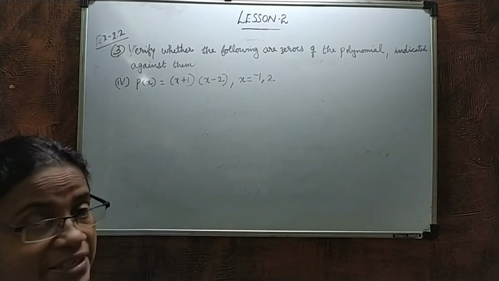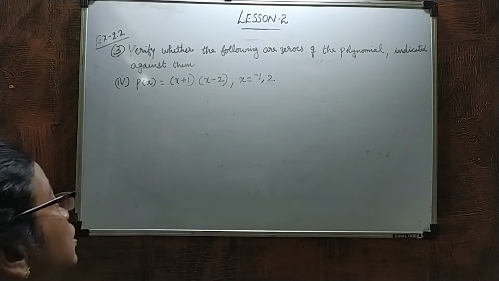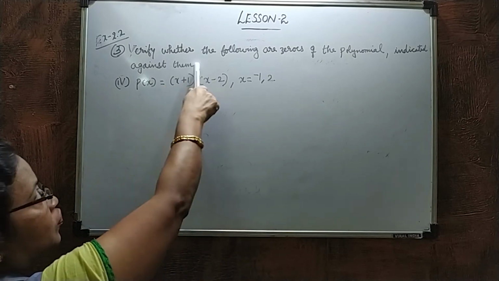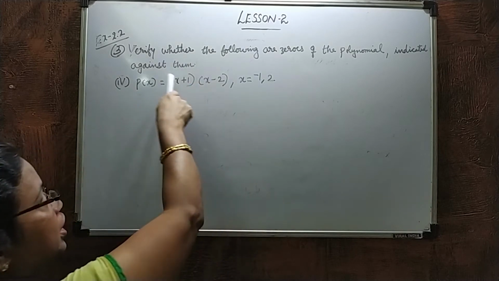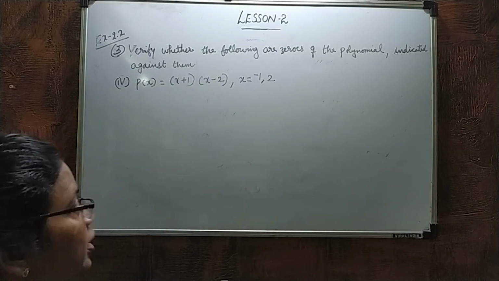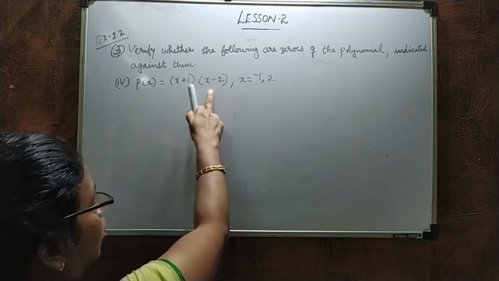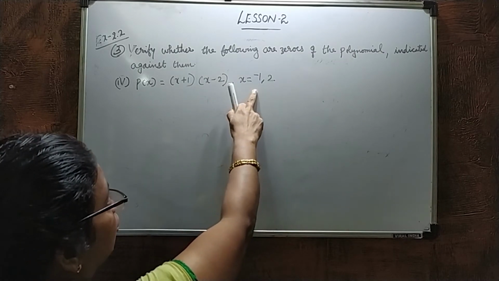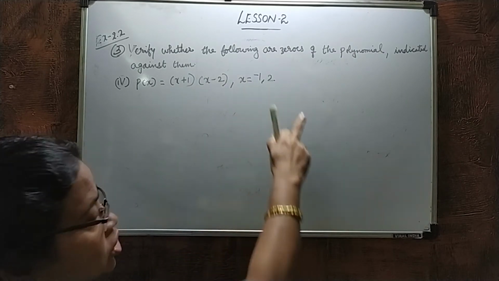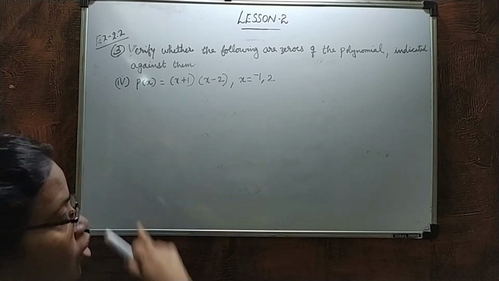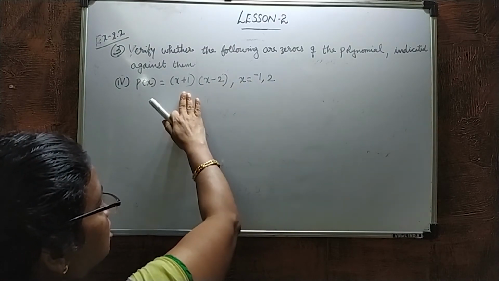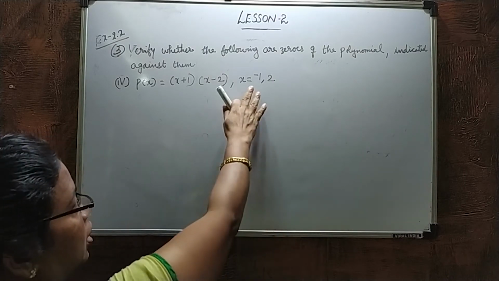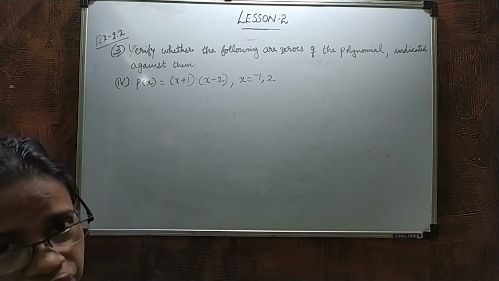Now from exercise number 2.2, third question. Verify whether the following are zeros of the polynomial indicated against them. That means this is the polynomial. You have to find out whether these two are the zeros of this polynomial. This is indicated against this polynomial. Just check whether these two are the zeros of that polynomial.